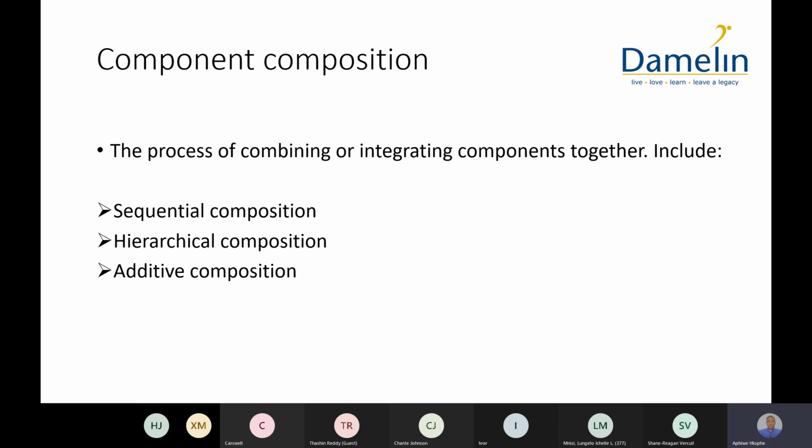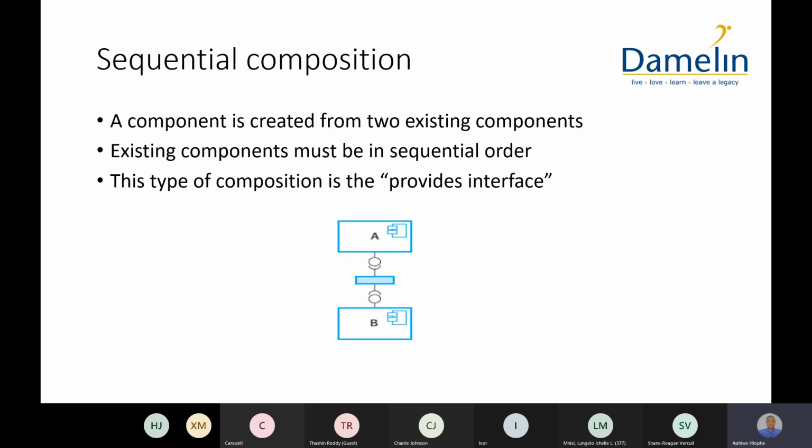Then the different methods of composition is what we're going to talk about next. Composition, in other terms, means different ways to integrate, or different ways that these components can integrate together. And we have three main ones: sequential composition, hierarchical composition, and additive composition. So let's talk about the first one.